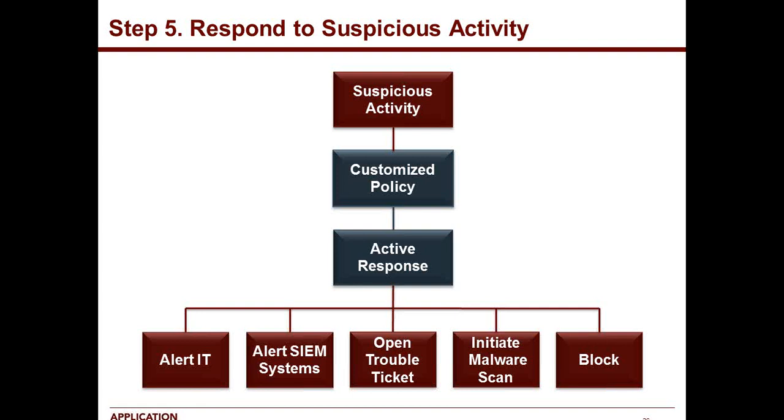Or maybe we simply want to take the basic route and block the activity. We see suspicious activity, unusual, abnormal access to data. Maybe we want to just simply block that and disallow that access to data. That's how we respond to suspicious activity. We're going to classify that activity, decide how we want to react, and then take that reaction that's appropriate for the data that's at risk and the particular event that we're observing.